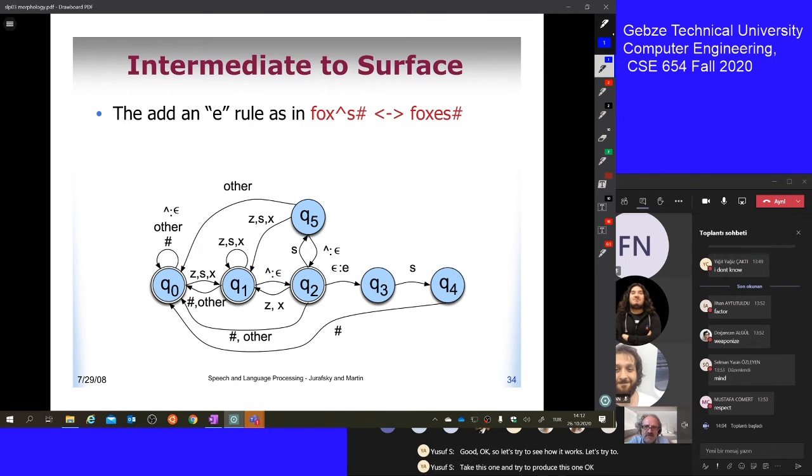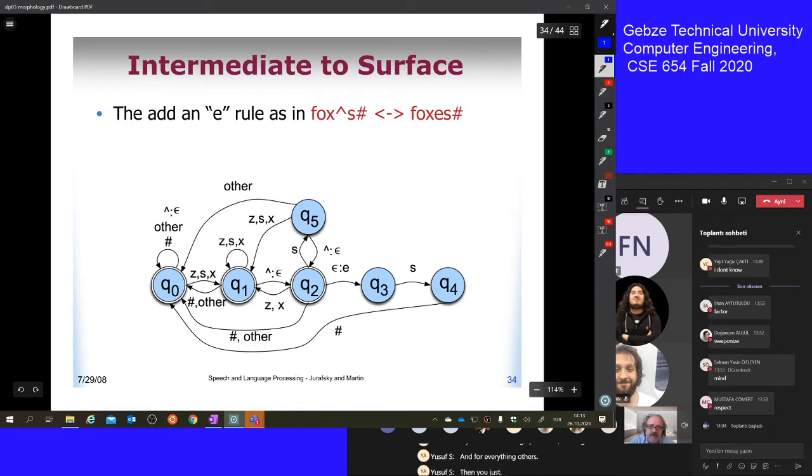Okay, so this one says that Q0 gets everything. If you see a caret sign, produce nothing, and for everything other, you just take them and produce them. But of course, there are some exceptions. I have to be very careful about Z, S, and X. Because if there is an X at the end of the word, I will have to be careful.